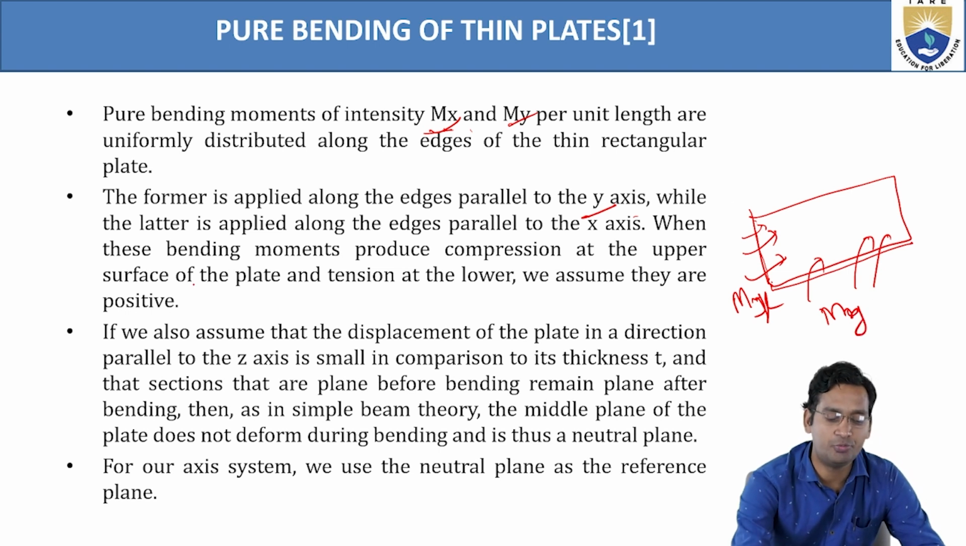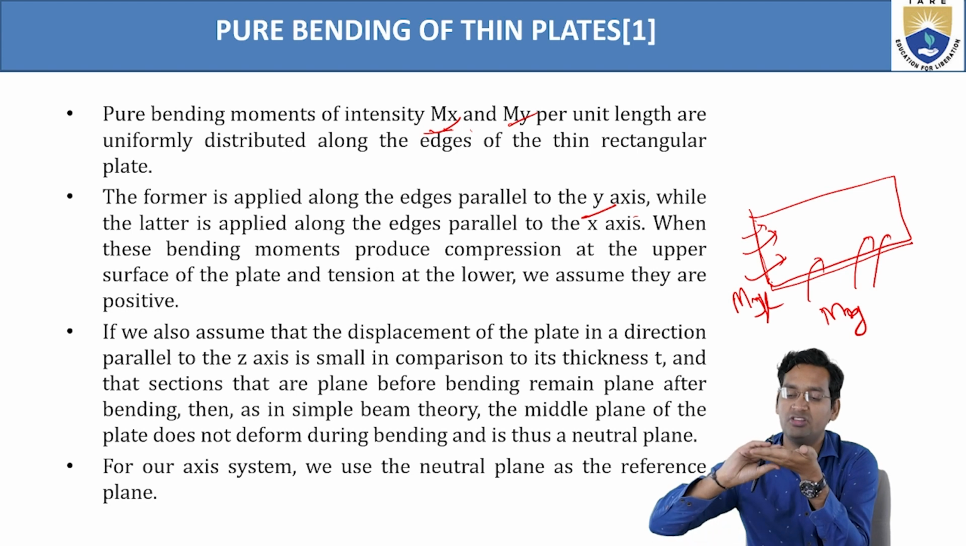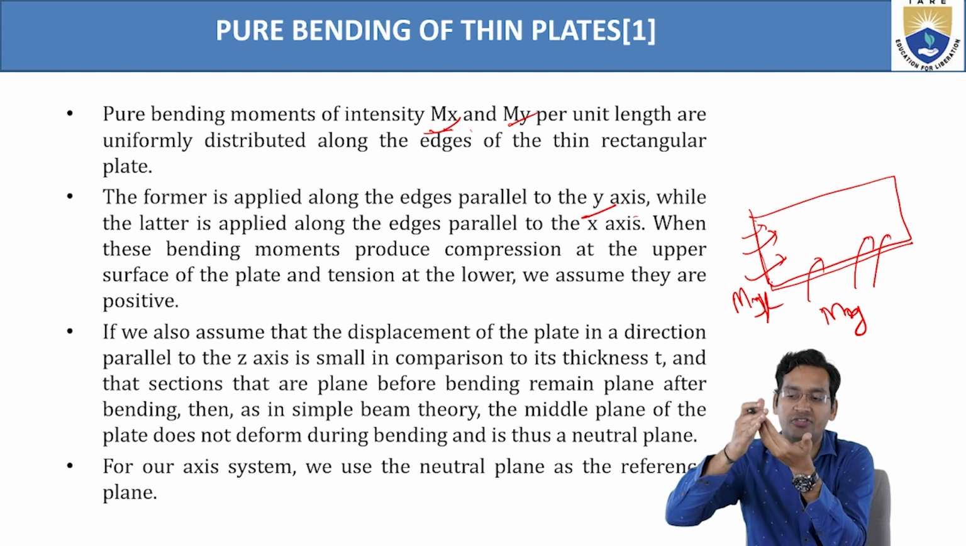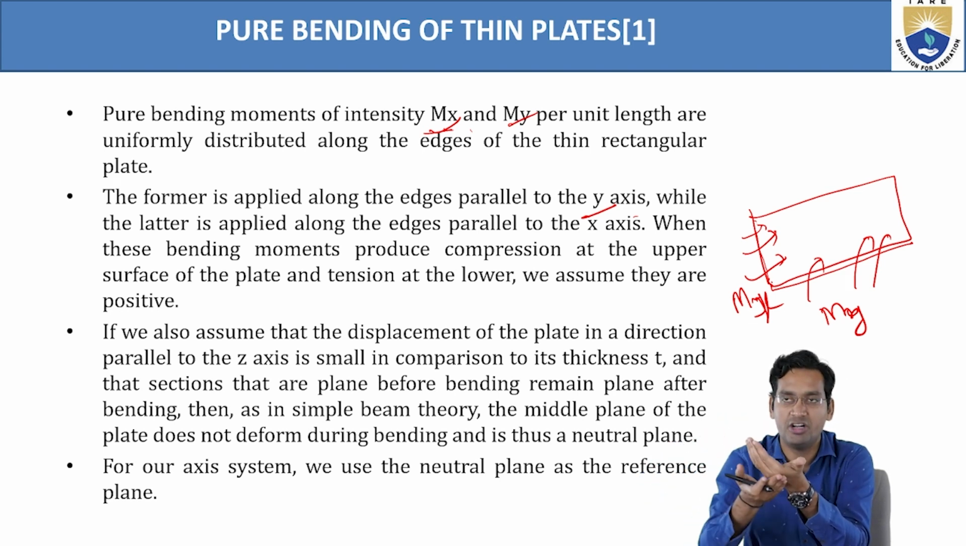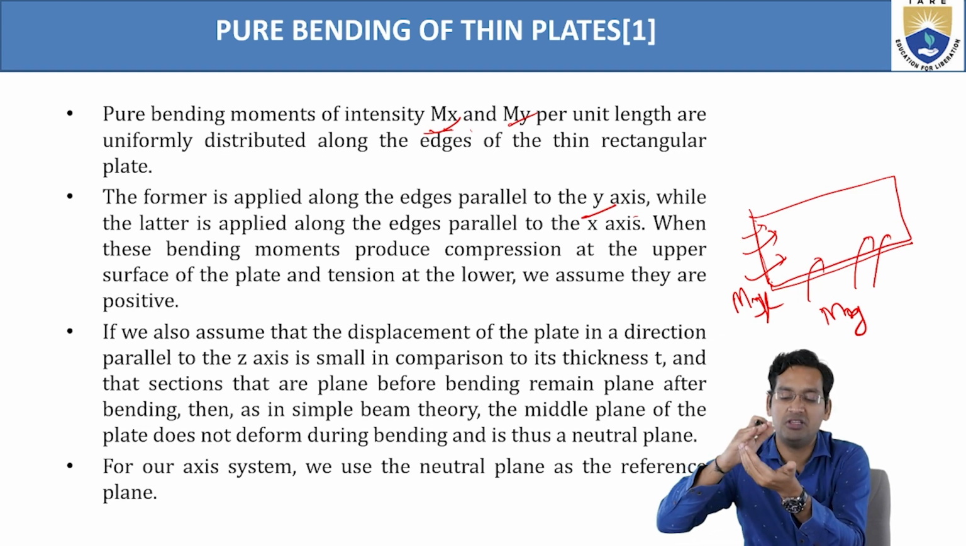When these bending moments produce compression at the upper surface of the plate and tension at the lower, we assume they are positive. So now just see, suppose the plate is there. Now once we bend it like this, what happens? This will get stress. So the outer surface will experience what? Tension. Just see here, this becomes the curve, right? So the inner surface will experience compression. So the outer surface will experience tension, and the inner surface will experience compression.